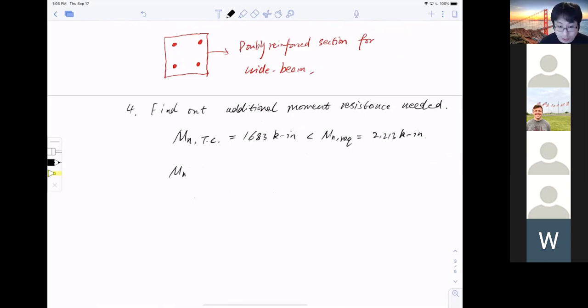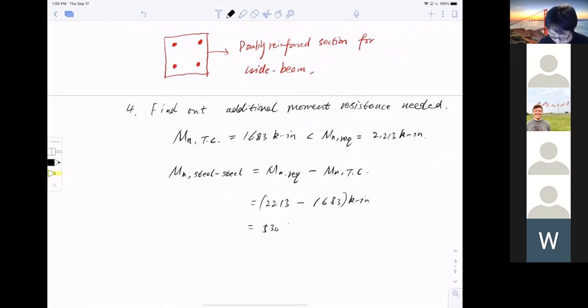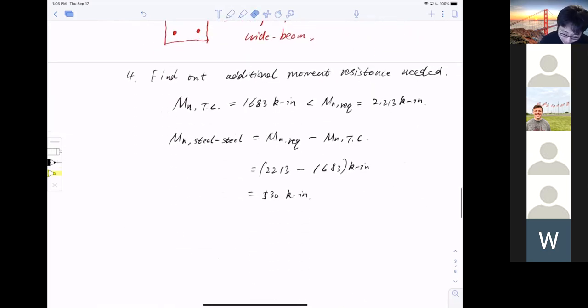Simply by subtraction, I can find the additional moment. I call it Mn steel-to-steel, and I'll explain why. That equals the required moment capacity minus the provided TC. Plugging in the numbers, this is 2213 minus 1683 kip-inch, and I have 530 kip-inch. That means if I provide this reinforcement area in it, what is the configuration right now?